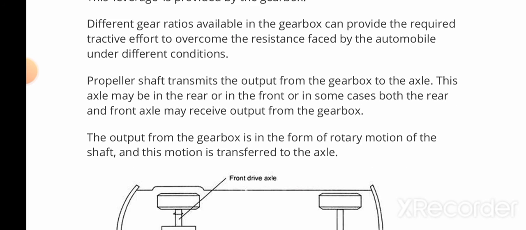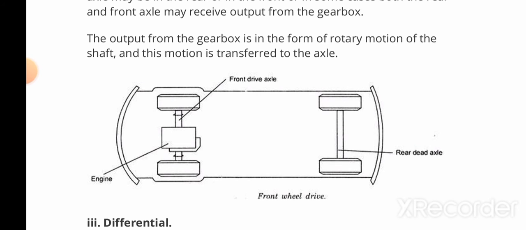So we come to the next diagram. Here is another diagram which shows the front drive axle and the engine and the rear dead axle. It also provides combinations of front drive axles and engines with respect to their work, and the rear dead axles according to their function respectively.